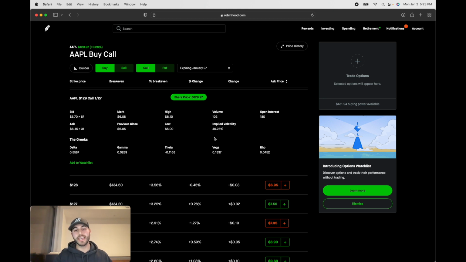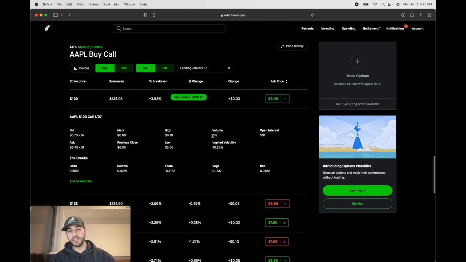So if a stock has a high implied volatility, that means there is a higher chance that this stock is going to swing into being in the money rather than out of the money. And the higher that chance is, the more value a contract is going to have. Now keep this in mind. We're not going to get into implied volatility too much, but keep this in mind.